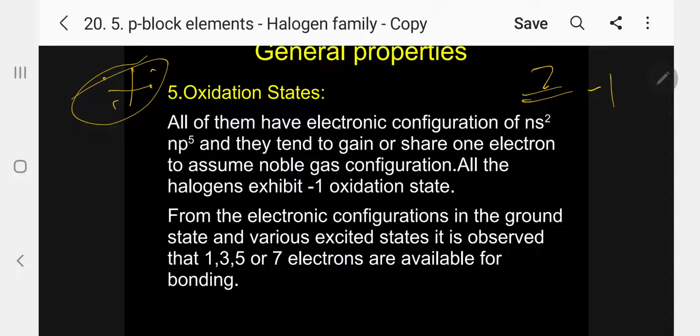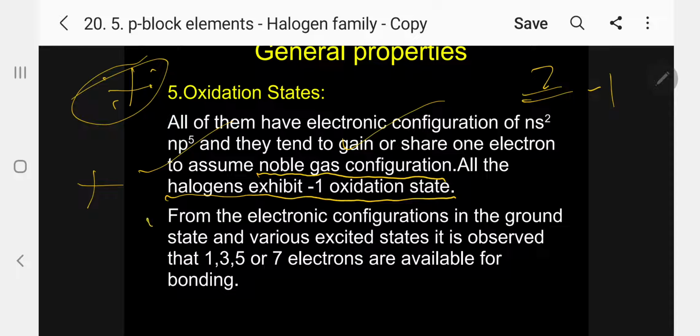All of them have the electronic configuration ns2np5, and they tend to gain or share 1 electron to assume the nearest noble gas electronic configuration. All the halogens exhibit a negative oxidation state. Please note, the minus oxidation state.